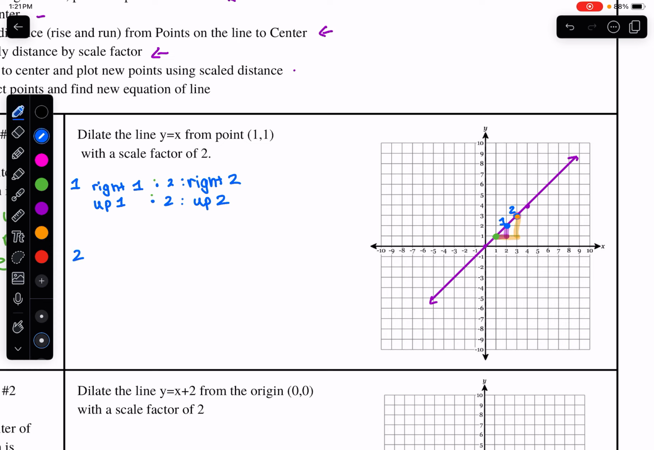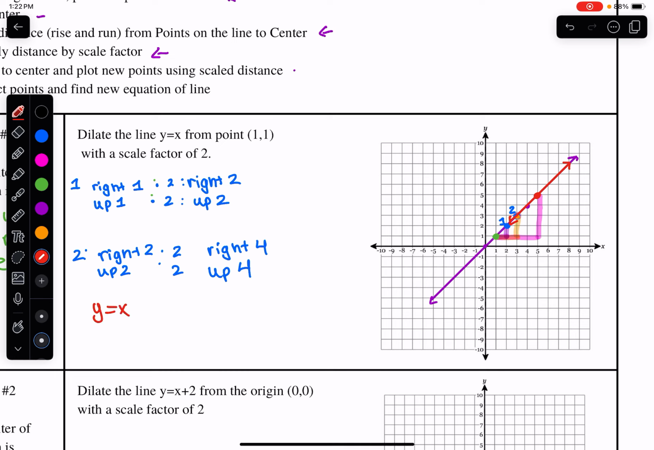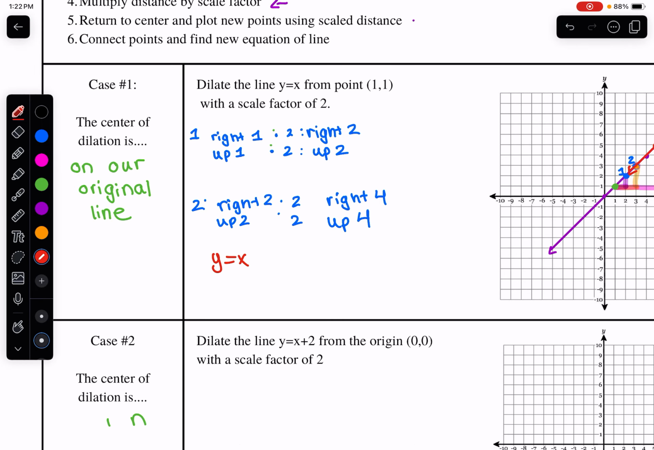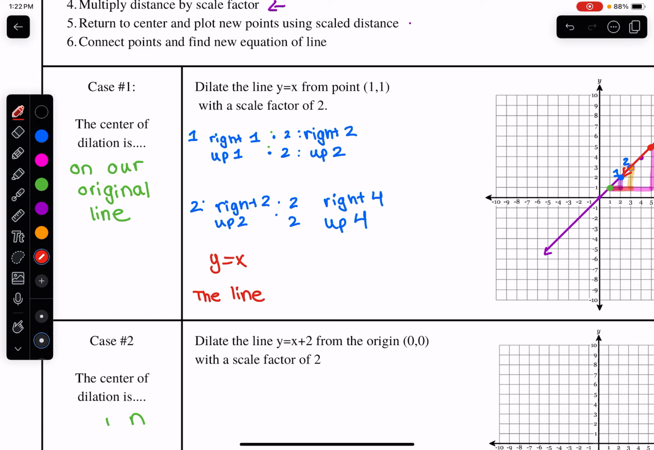And if I repeat this with point 2, which would be right 2, up 2, times 2 for both, so I'm going right 4, and then up 4. My point again remains on my line. So if I connect these 2 points, my new line is the same exact one. My line remains y equals x. So when your center of dilation is on your original line, the line stays the same. So again, the first thing you want to check is to see, is your center of dilation on your original line? If it is, then your line does not change.